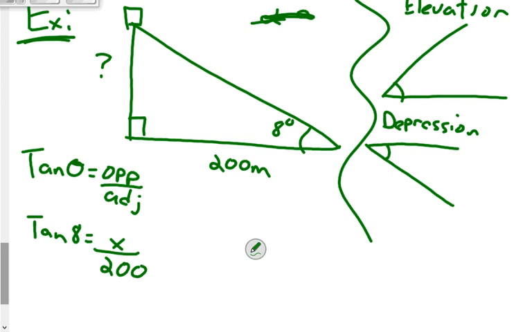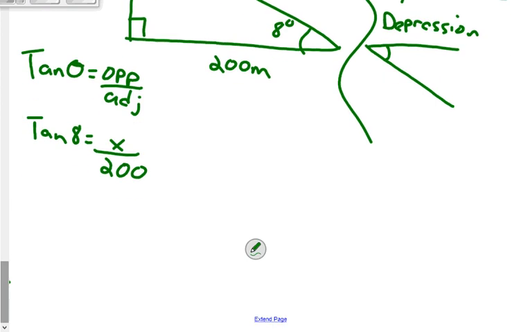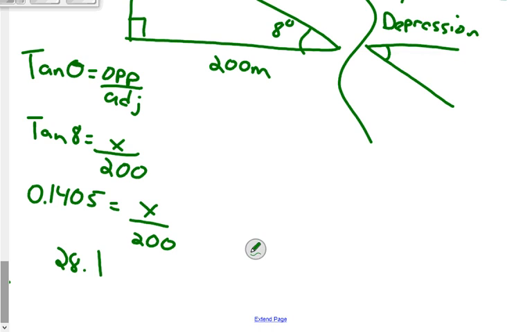Wait, are you multiplying Sam here? Slow down. Are you multiplying by 200 later? Yeah, you do. I'll show you. You go tan 8 on your calculator. It's like 0.1405. And then you multiply by 200. You can do that on the last step. Remember your units. 28.1 meters.